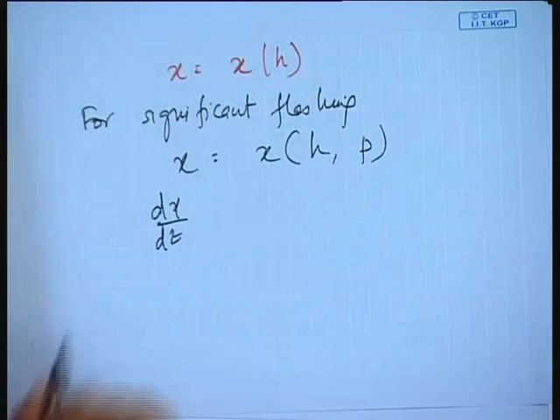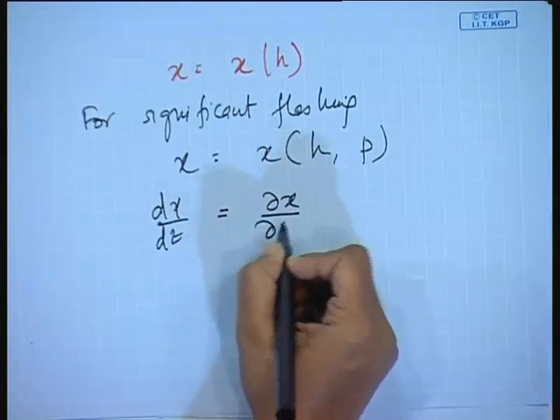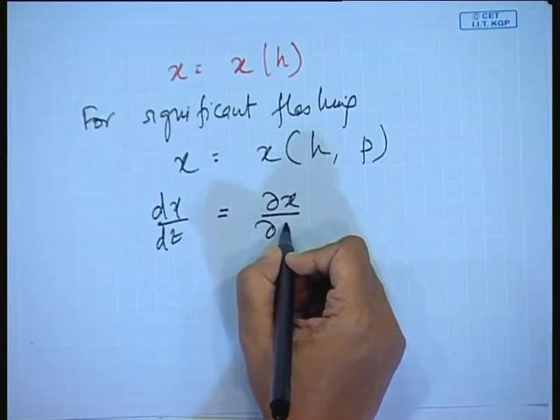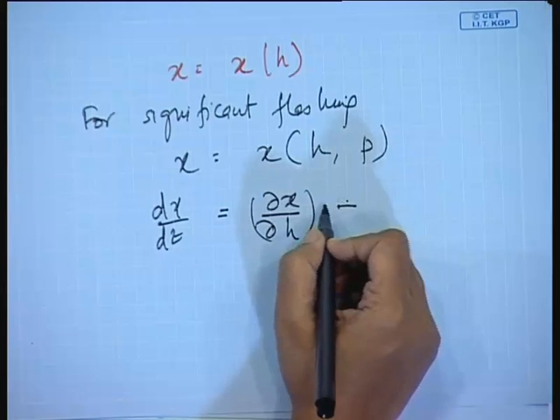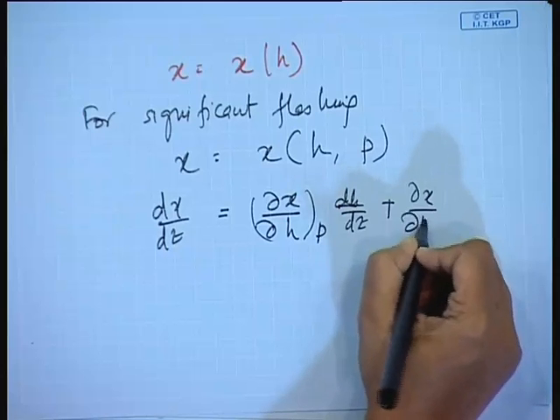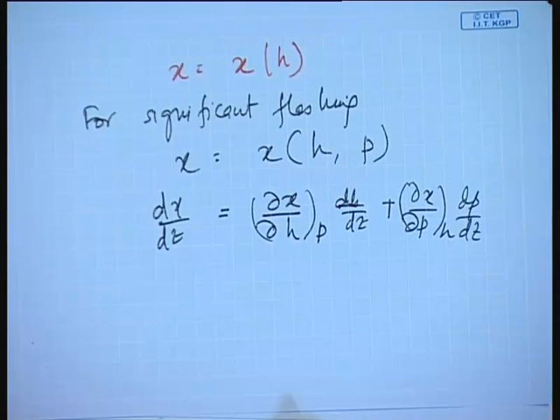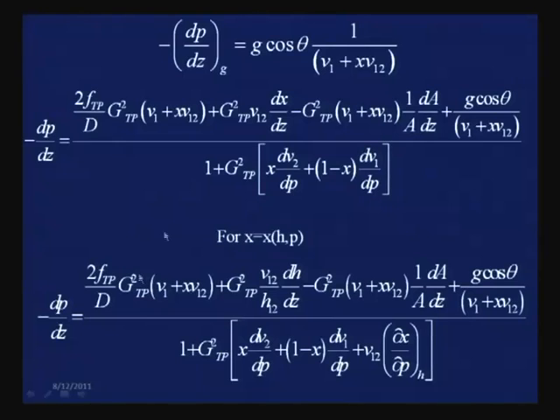You agree with me? So, under that circumstance dx/dz has to be expressed in terms of h as well as in terms of p. Okay, so, it will be del x del h at constant p dh/dz plus del x del p at constant h dp/dz. You agree with me? So, therefore, if that is there, then instead of the dx/dz that I have mentioned here, this has to be replaced by this whole term.